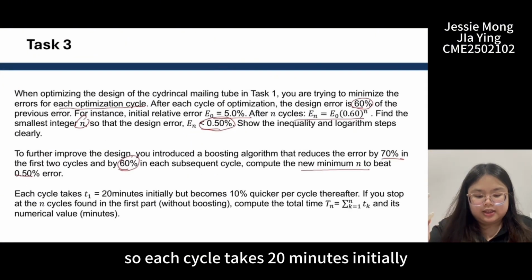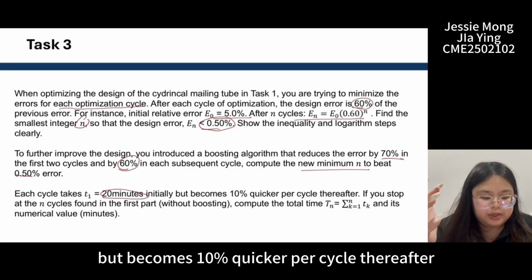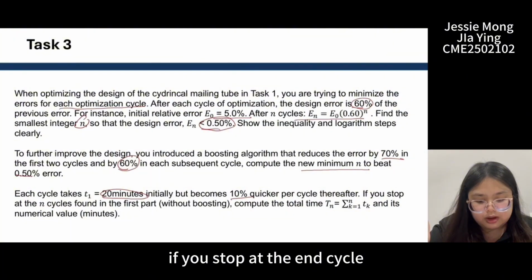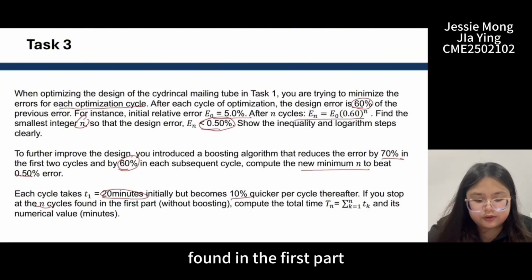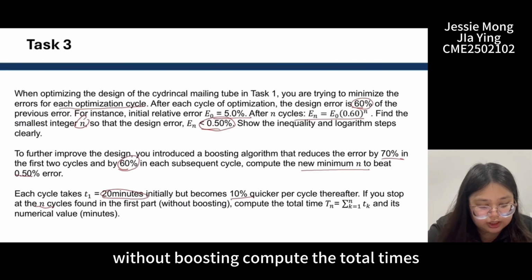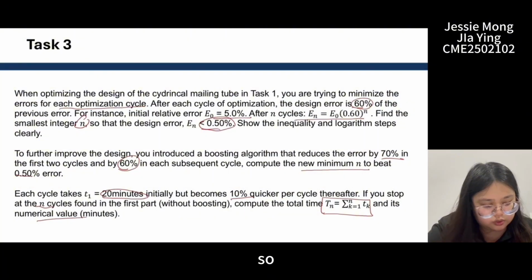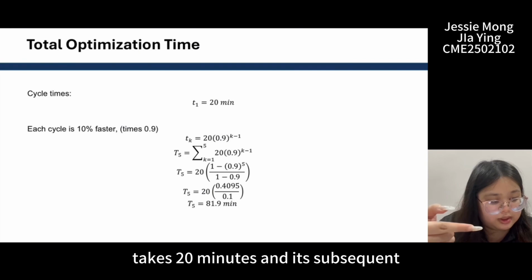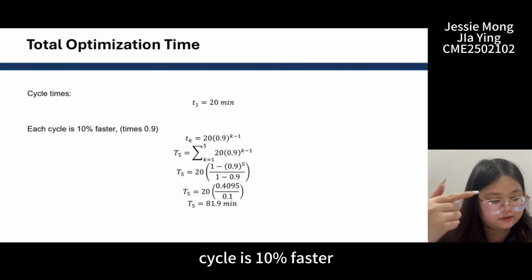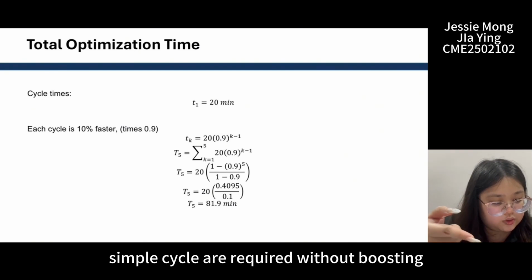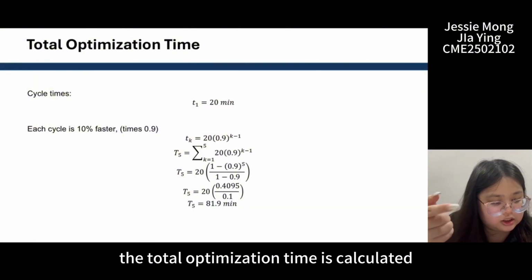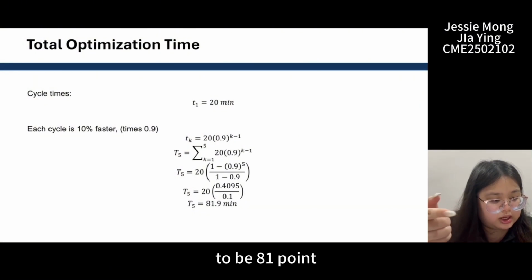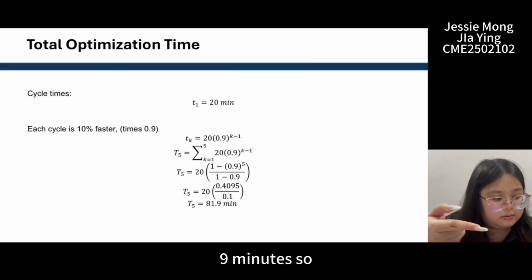So each cycle takes 20 minutes initially but becomes 10% quicker per cycle thereafter. If you stop at the n cycle found in the first part without boosting, compute the total time and its numerical value. So for part C, the first optimization takes 20 minutes and each subsequent cycle is 10% faster. Since 5 cycles are required without boosting, the total optimization time is calculated to be 81.9 minutes.